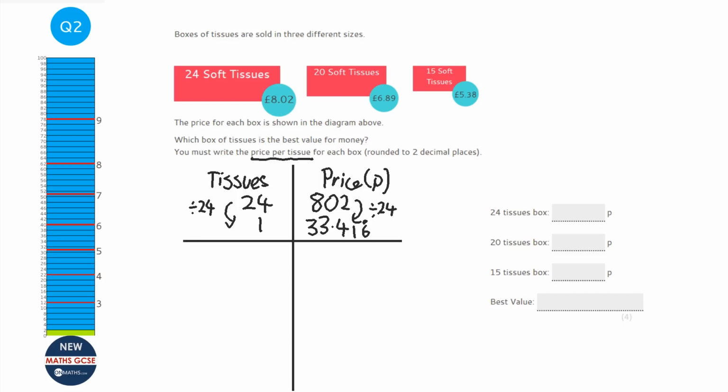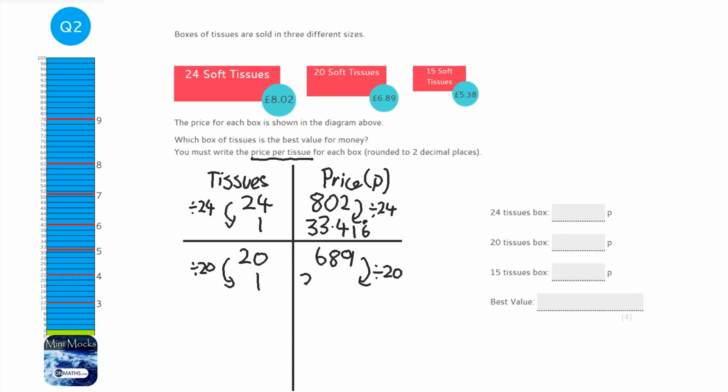Okay, so the next one is 20 tissues, and that costs 689 pence. So this time I'm going to divide both sides by 20, so I know how much 1 tissue costs. So 689 divided by 20 on the calculator, and I get 34.45 pence.